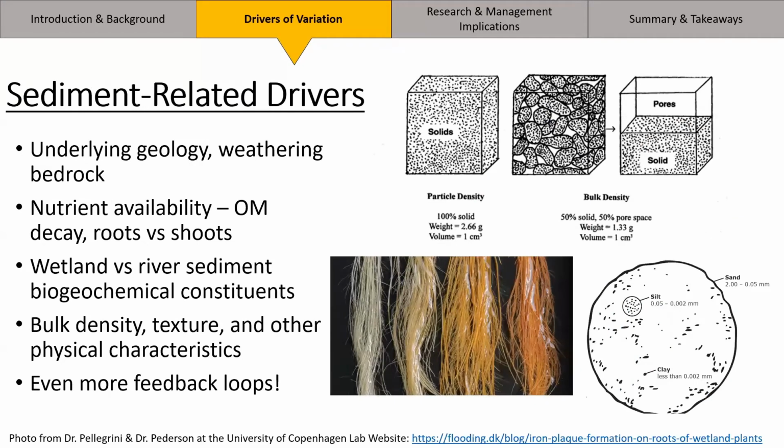The next driver that has diverse constituents is sediment. Sediment is partially materials weathering from underlying bedrock. Sediment is also decaying organic matter from previous plant and animal populations. Wild rice grows in a vast diversity of sediment types, but bulk density, sediment texture, and organic matter content can control population dynamics considerably.